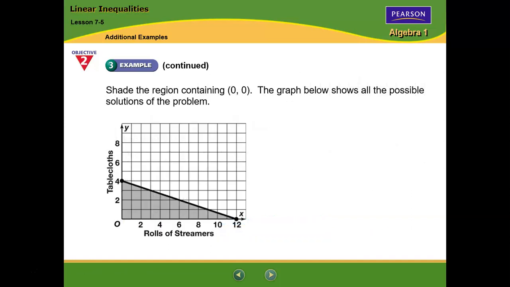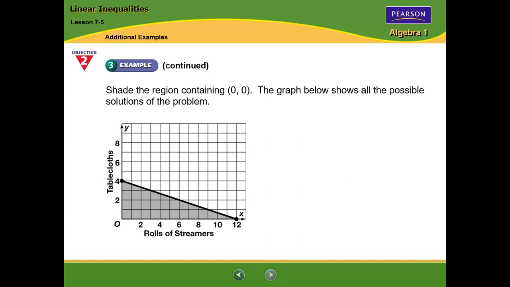So here's our graph now with the shaded region. But we're not finished. When we were working these problems before, after we shaded, we were done. But this question had one more statement to it. It said, list 3 possible combinations for the number of streamers and tablecloths you can purchase.